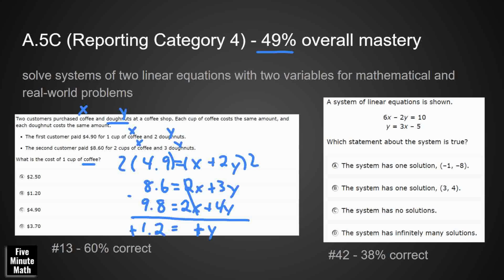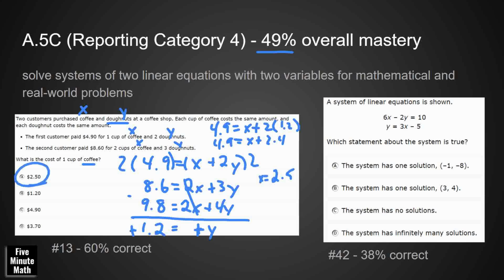So I'm just going to plug this back into the first one. 4.9 equals x plus, and then I'm going to put the 2 and then the 1.2. So that's going to be 4.9 equals x plus 2.4. And then when you subtract the 2.4 from both sides, you're going to get 2.5, 250. That's what the x equals. So that's our answer A.